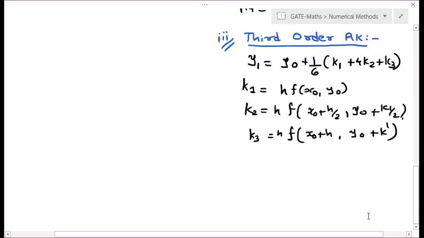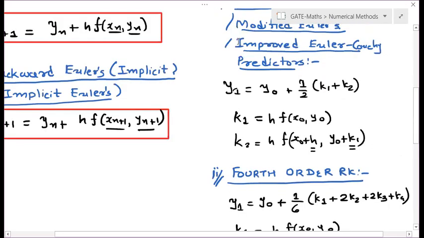Now, what is k dash over here? So here your k dash is h times f of x naught plus h, comma y naught plus k1. So this makes it a little bit complicated. Okay, so x naught plus h and y naught plus k dash, and k dash is h times f of x naught plus h, comma y naught plus k1. Okay, that's it. A little complicated, not a big deal.